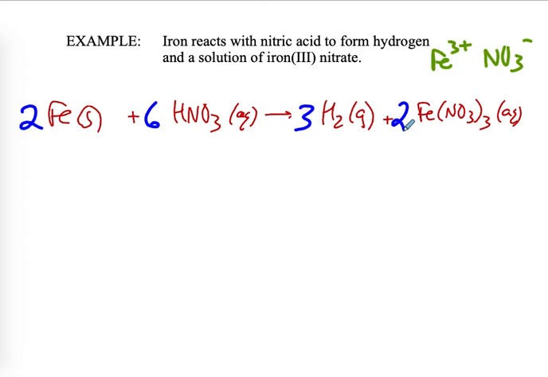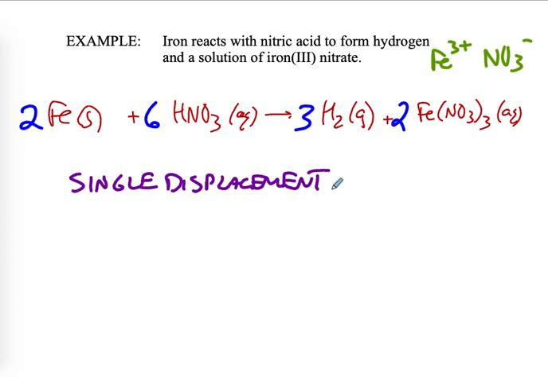So now we're going to determine what category or categories it belongs to. I have iron, a pure element, reacting with a compound, nitric acid, to form hydrogen, a different pure element, and iron 3 nitrate, a compound. Anytime I have an element plus a compound reacting to form a different element and a different compound, that belongs to single displacement. And because single displacement always involves a pure element on either side of the equation, it is also oxidation, reduction, or redox. The fact that it's redox means now I need to assign oxidation numbers and identify which element is being oxidized and which is being reduced.